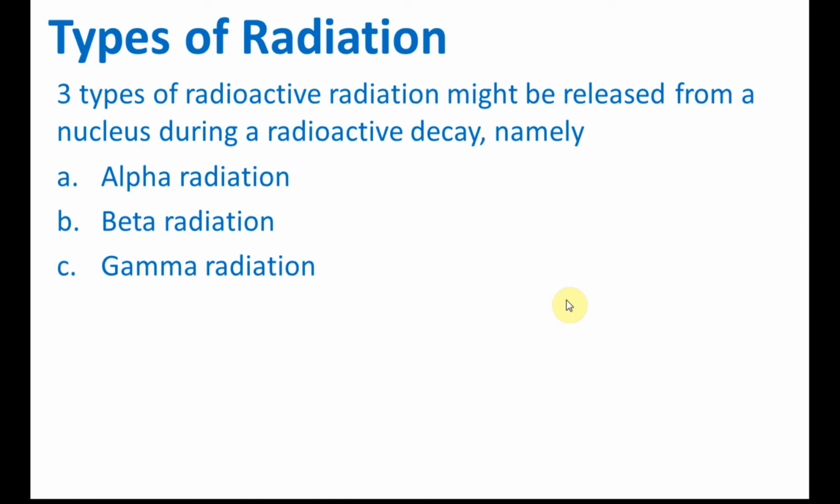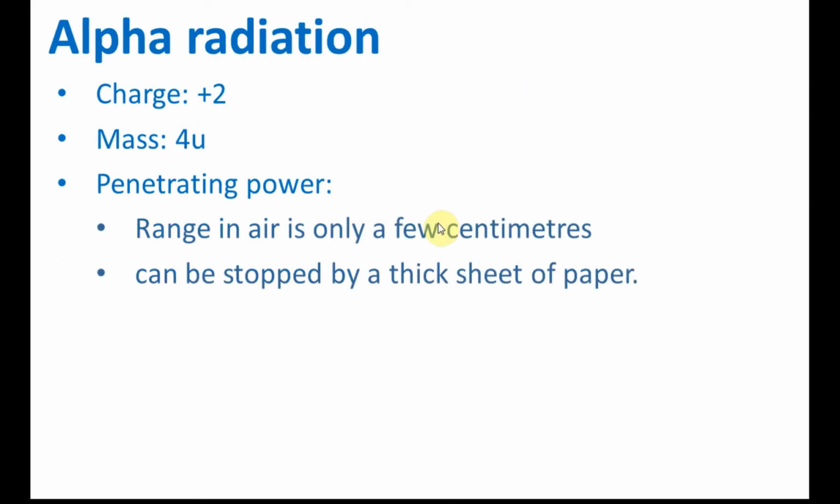Types of radiation. There are three types of radioactive radiation that might be released from a nucleus during a radioactive decay, and they are alpha radiation, beta radiation, and gamma radiation.